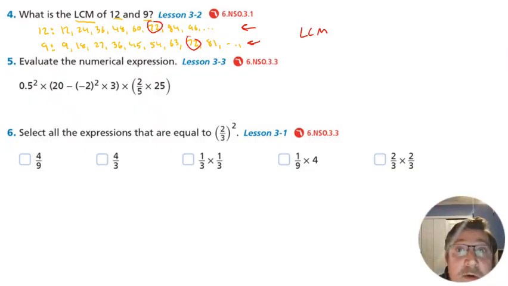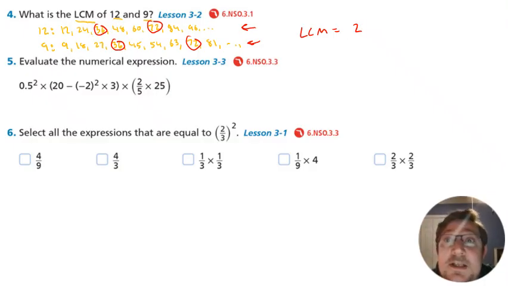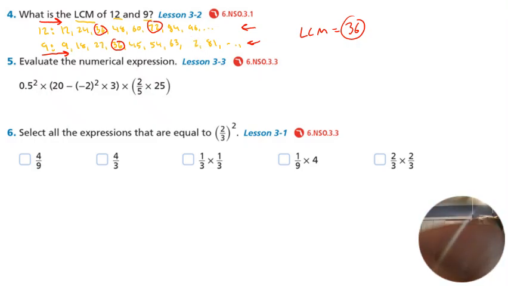The least common multiple is 72, right? No, because there could be a smaller number they both have in common. And if we keep going down the line, I can see that they both have 36 in common. 36 is less than 72. So 36 is going to be my least common multiple. Also, that's why when you're starting to look for the least common multiple, always start from the small numbers and go higher. That way, you'll come across the correct one, the lowest one first, and you don't have to keep looking.